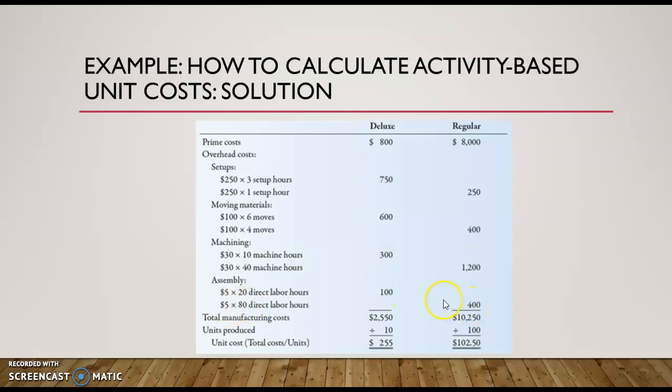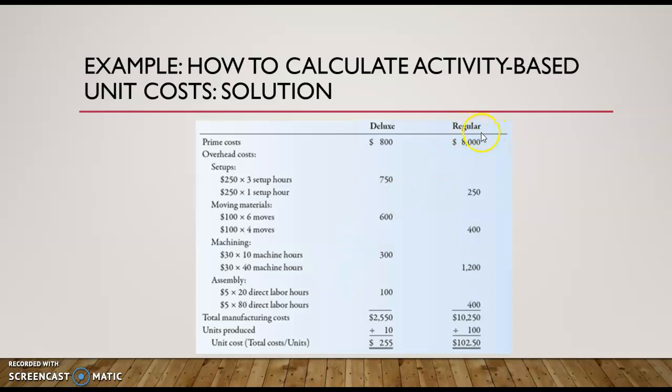Now I can add up all the deluxe costs, the prime plus all of their various activity-based overhead, and that is $2,550 we're going to spend on building the deluxe models. And that's 10 of those models that we have built. So $2,550 divided by the 10 is $255 per unit of deluxe that it cost us to make that product for direct materials, direct labor, and overhead.